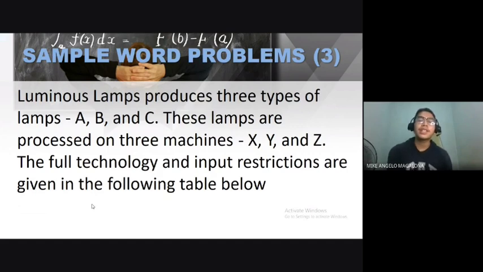Now moving forward to our last sample word problem. Luminous lamps produces three types of lamps, A, B, and C. These lamps are processed on three machines which can be assumed as X, Y, and Z. The full technology and input restrictions are given in the following table below.